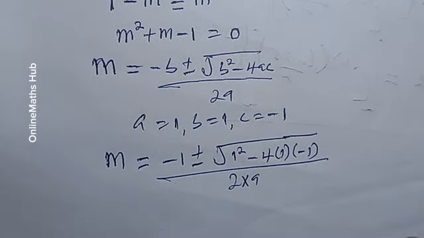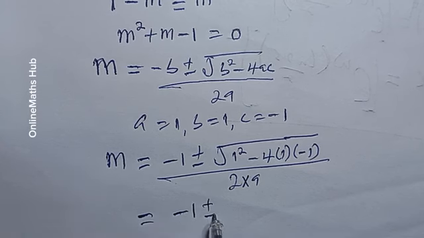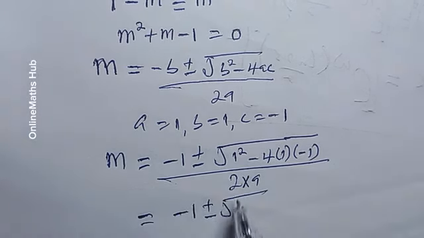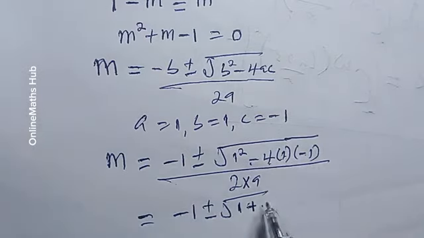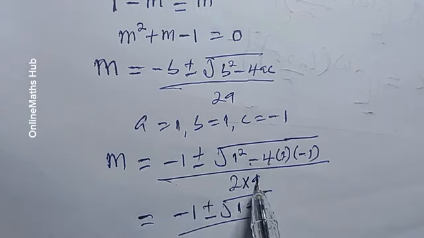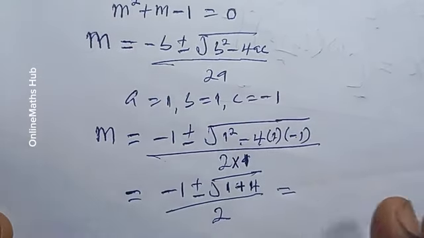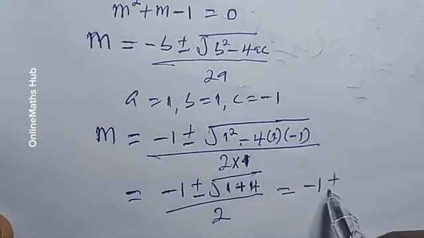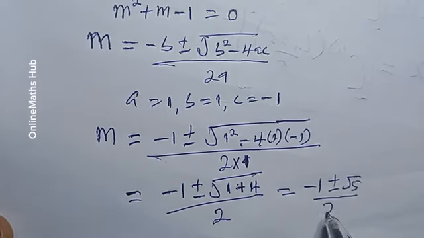So this is what I have, and then of course this is still equal to minus 1 plus or minus the square root of 1 squared is 1, minus this minus multiplied is to change to plus 4 times 1 times 1 will be equal to 4, and all divided by this a is equal to 1, 2 times 1 is equal to 2. So that what I'm going to be having at this point is equal to negative 1 plus or minus root 5, and of course divided by 2.